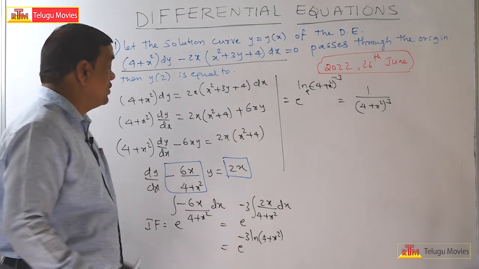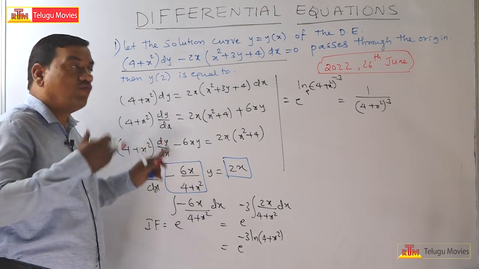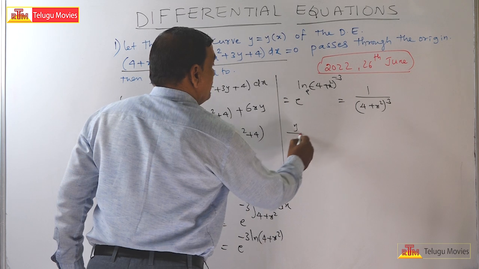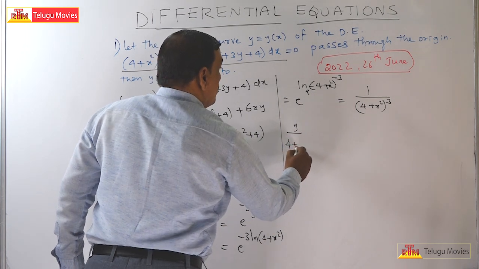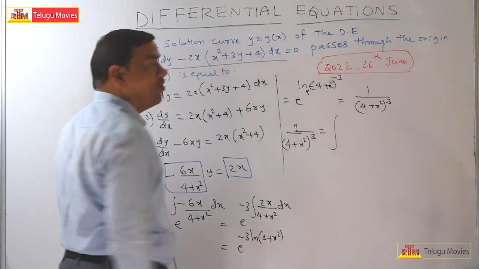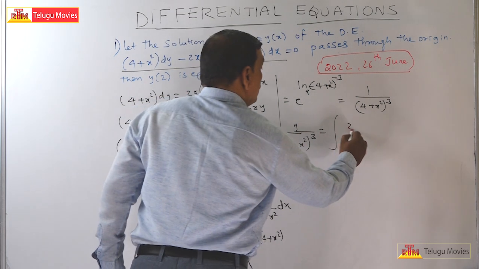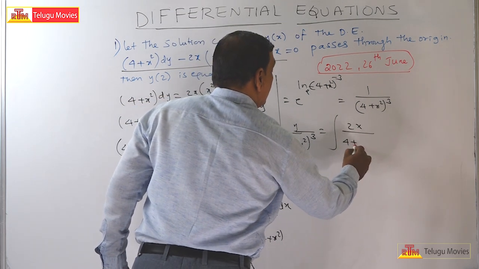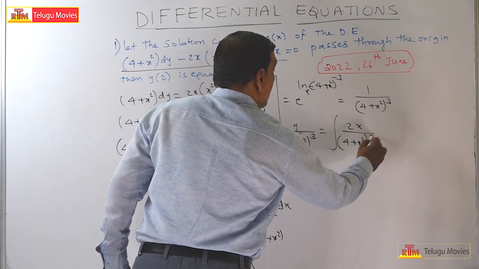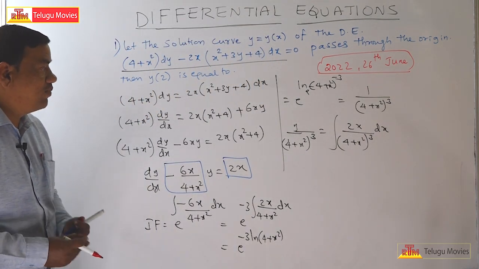What is the general solution? Since it is a linear differential equation in y, the general solution is y into the integrating factor, y into 1 by (4 plus x square) whole cube, is equal to the integral of 2x by (4 plus x square) whole cube dx. Understand this? Very nice problem.